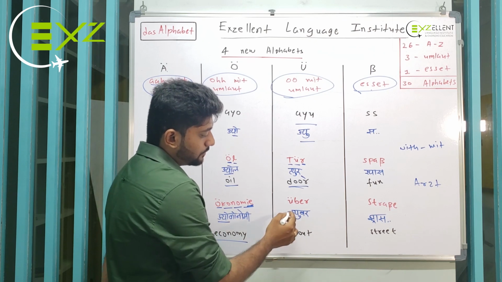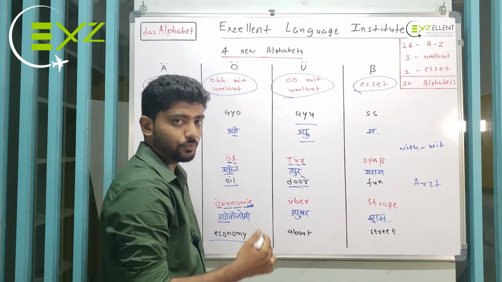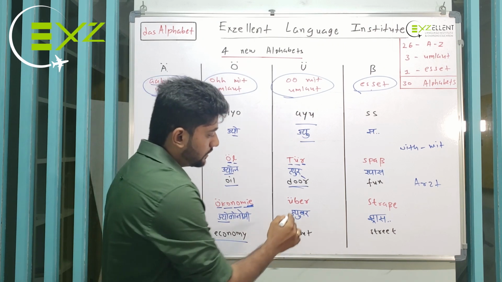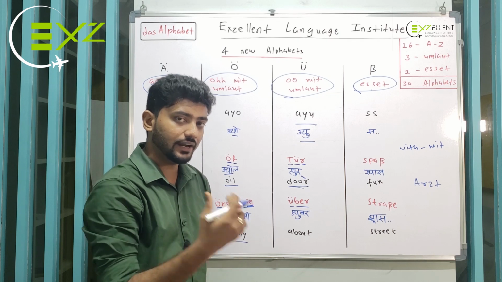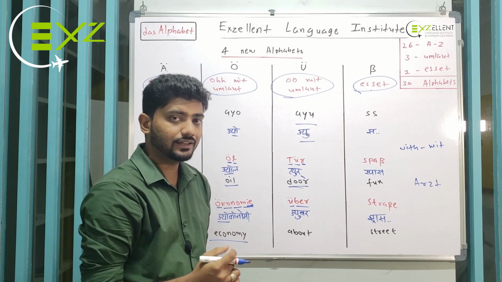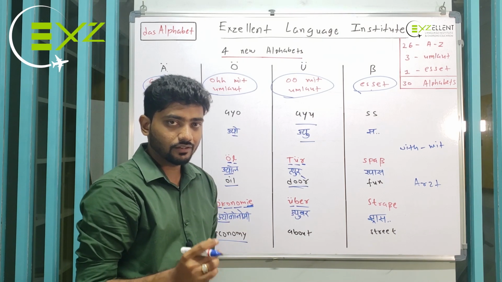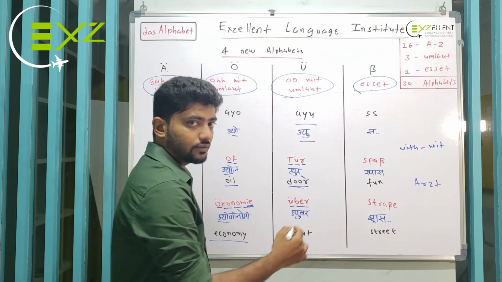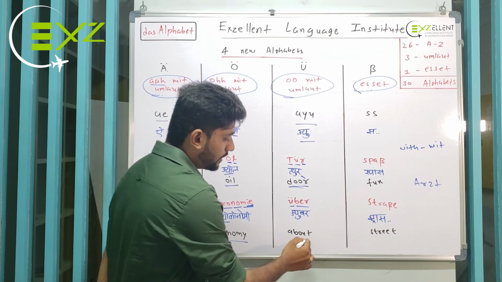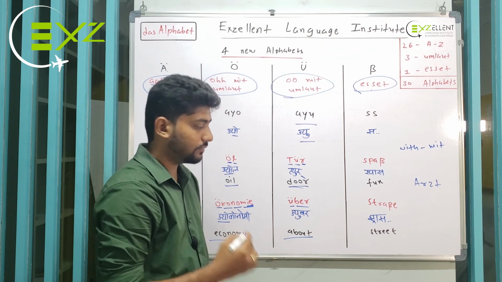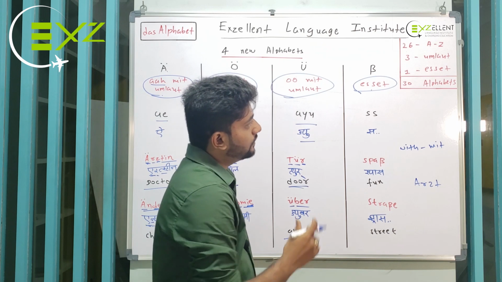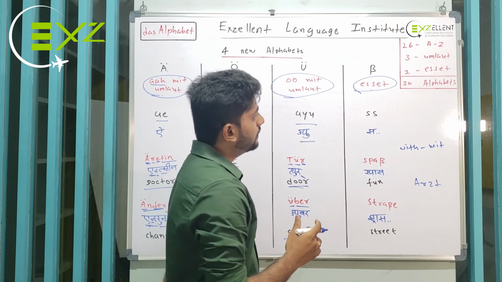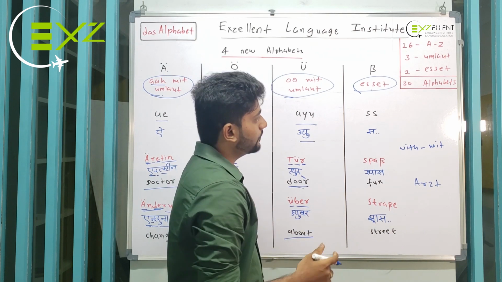Let's take another example. See, über. Whenever er comes at the end of the word, then we are pronouncing it as er. So über. It means about. Now let's talk about the last alphabet in German language, esset we can say.